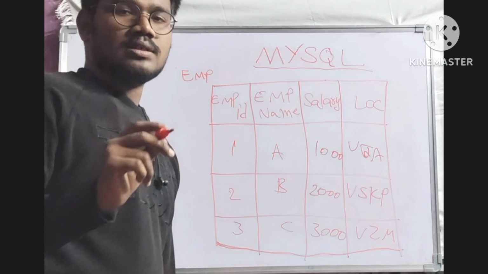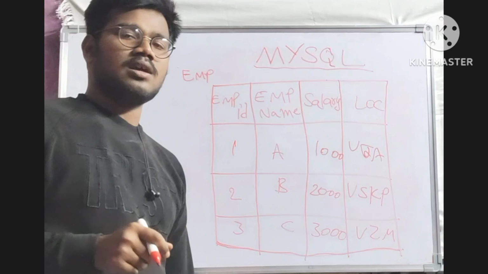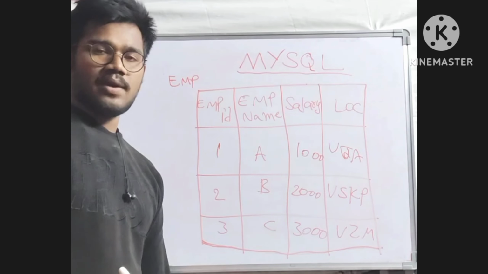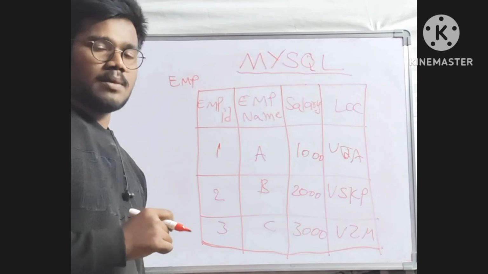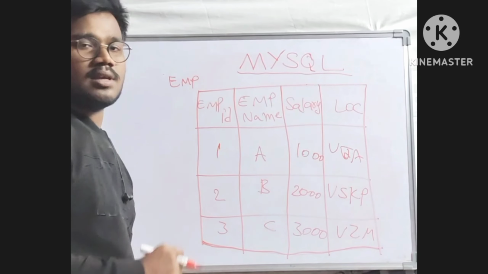The next one is the select command. This select command is used to retrieve information from the table or the database. And the third command in the data manipulation language is the update command. This update command is used to update the information which is already present in the table.